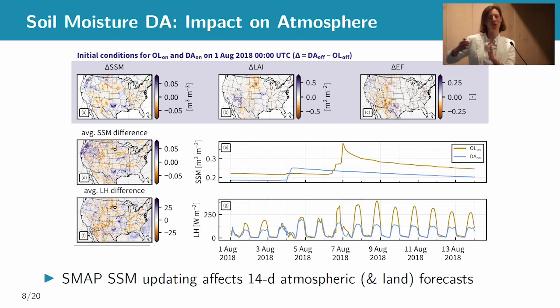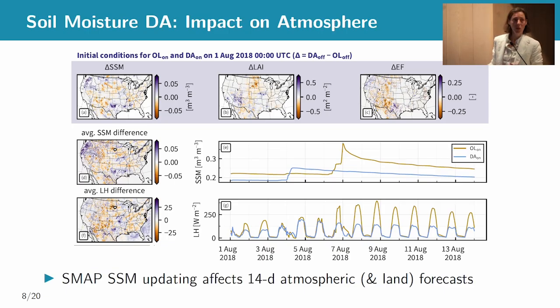So one of those 14-day forecasts at one time step, the 1st of August 2018 here, we have this difference in initial conditions of surface soil moisture. So because of the data assimilation. This is the land-only data assimilation. And you see some areas are wetter, other areas are drier, right? That's just the effect of the data assimilation.